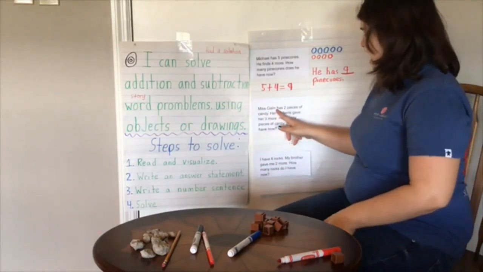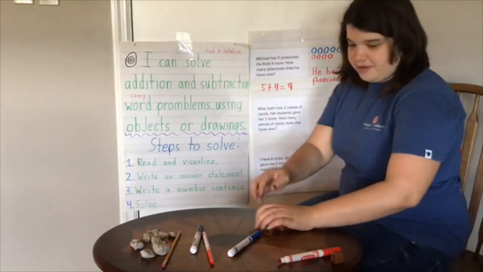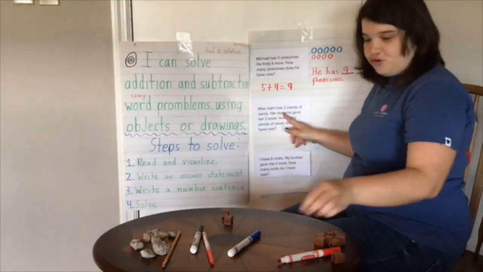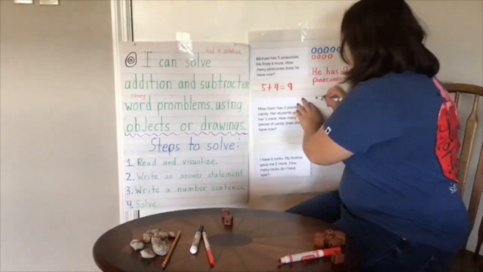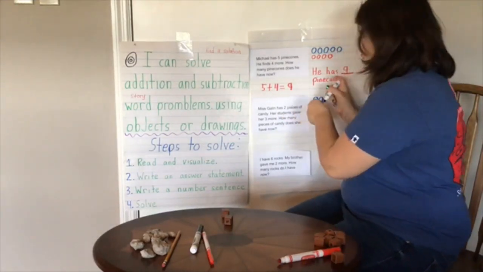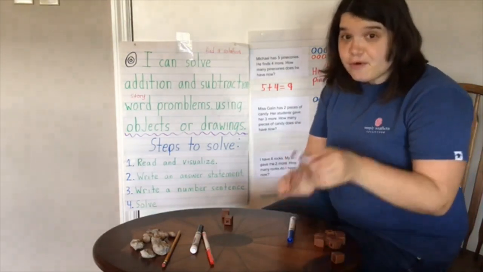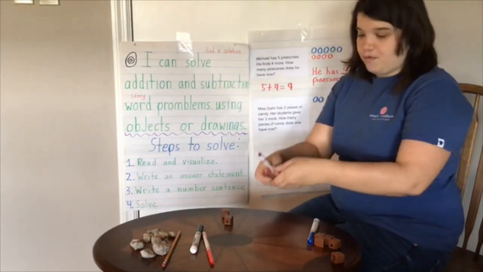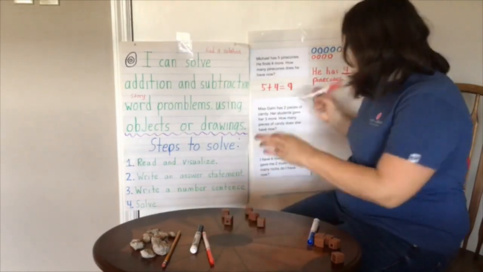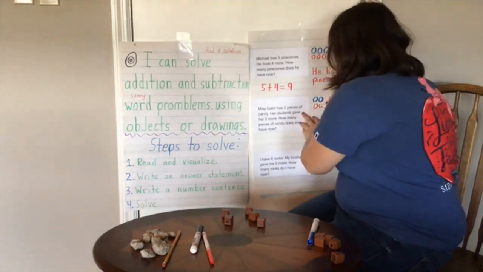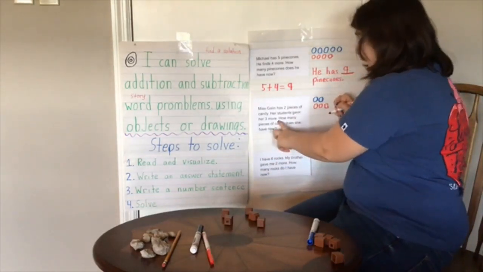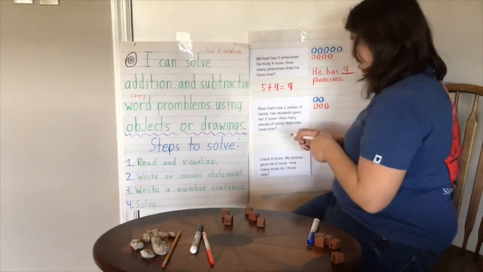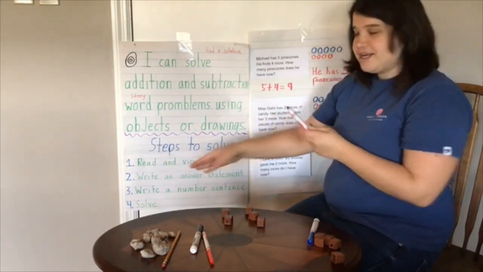So Miss Gallen had 2 pieces of candy. Okay, here are my 2 pieces of candy. Her student gave her 3 more. So if you're getting something, that means you're getting more of it. So 1, 2, 3 more. How many pieces of candy does she have now? So I read and I visualized.